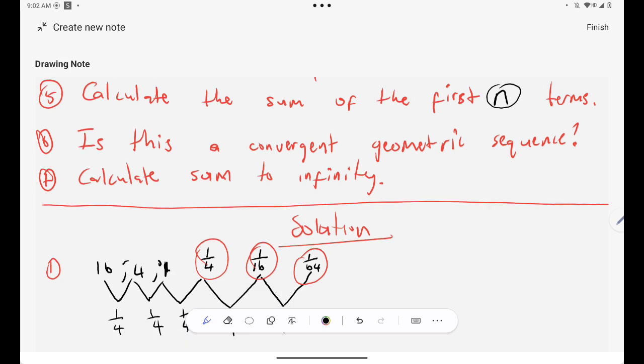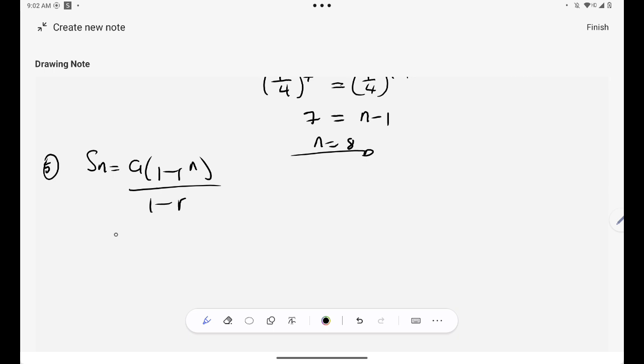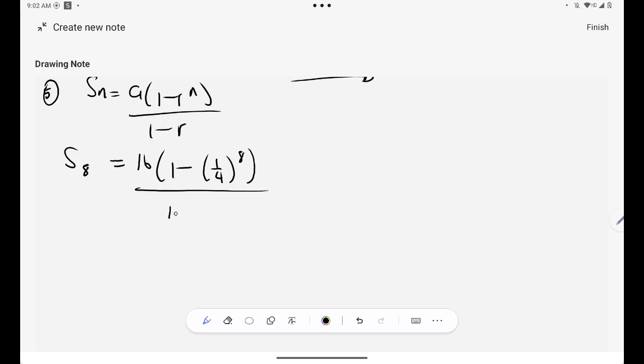And then number 5, I'm supposed to find the sum of the first n terms. N is what I just calculated, the last term. So I want to find the sum. I'm choosing this formula because my r is less than 1, yeah? So the sum of the first n terms: A is 16, 1 over 4 power 8, 1 minus 1 over 4.